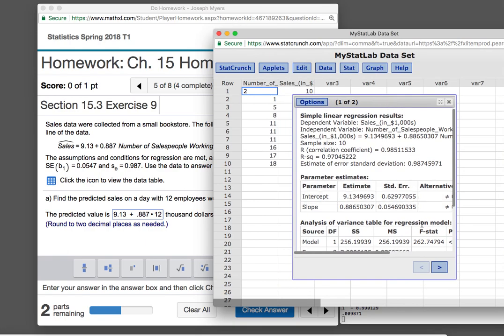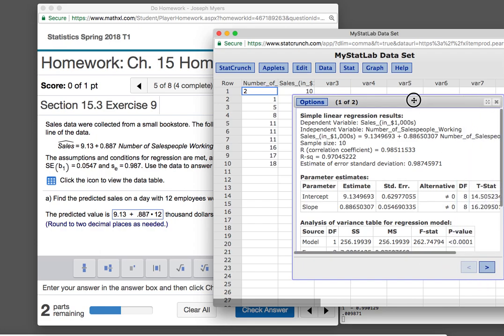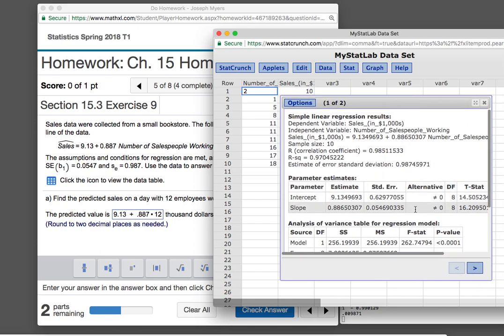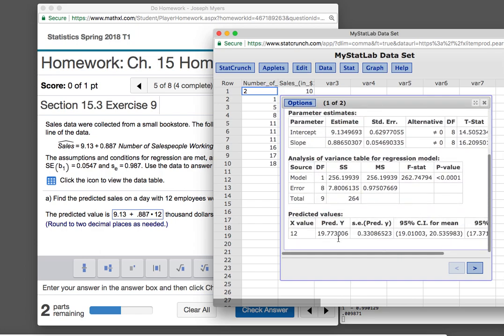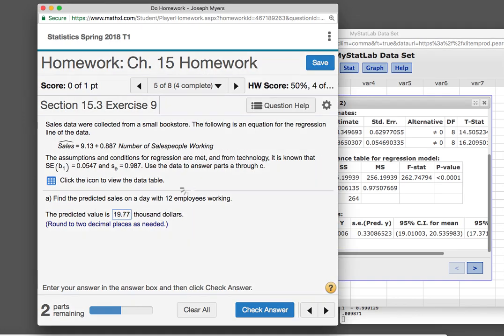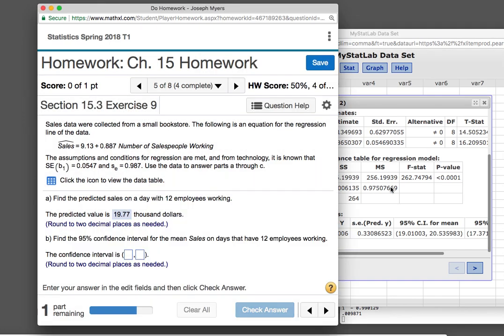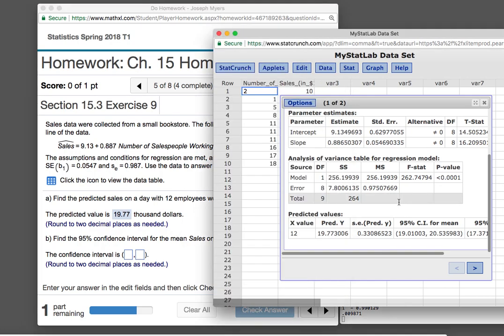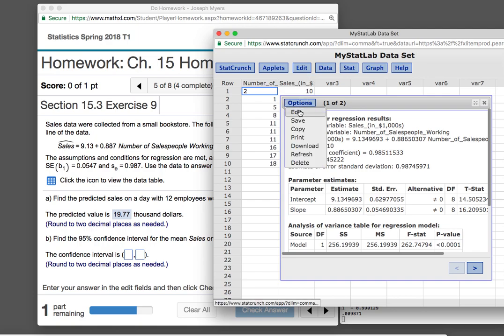It's just doing the same simple equations that it shows in the problem. Okay, so the prediction turns out to be 19.77. Now we can make a confidence interval for the mean sales on that day. So edit this again.